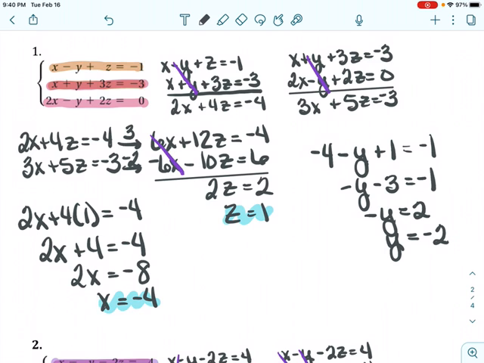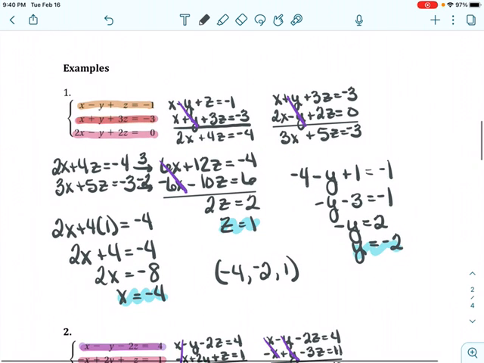So I got y equals -2. So our ordered triple is -4, -2, and 1. Okay, so now I want you to pause the video and try number 2.